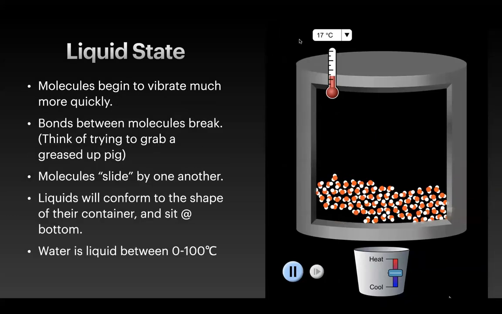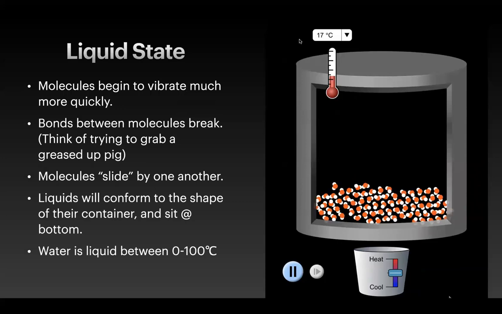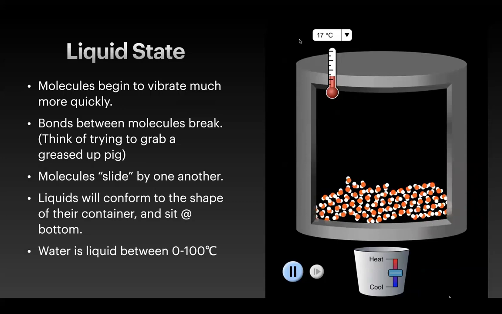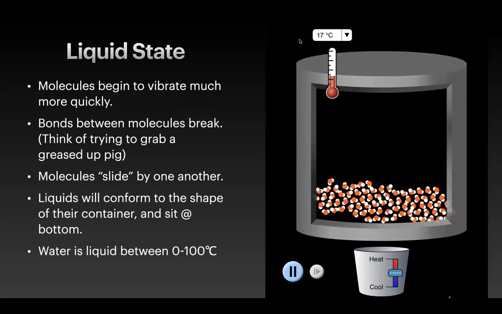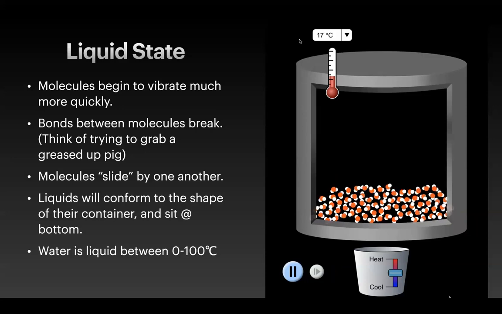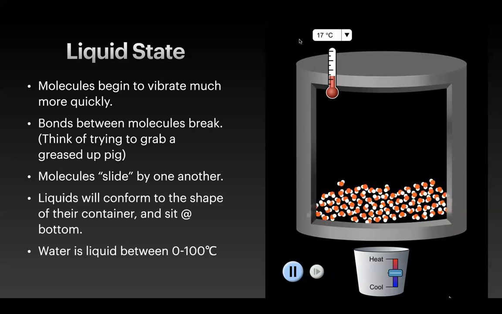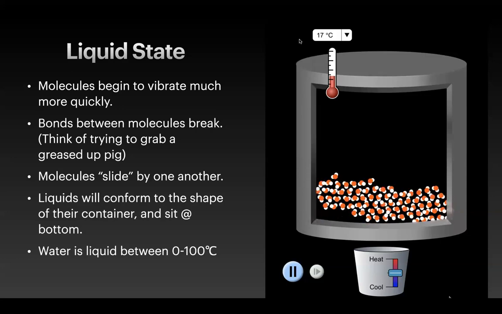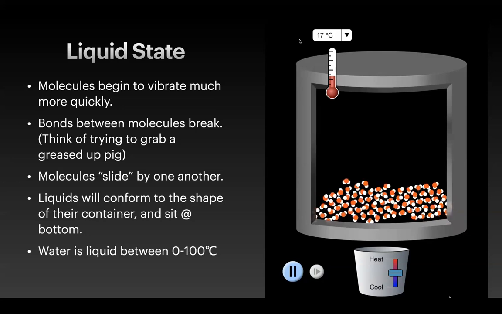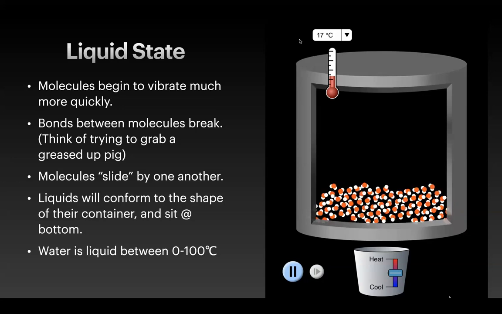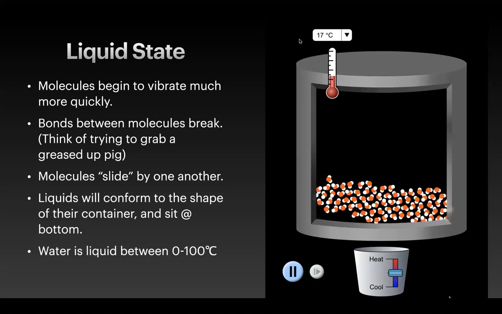Now, if you start heating them up, it gets to a point where the wiggles get so strong that they can't hold on to each other, and then it becomes a liquid. So with liquids, you lose the bond. They can't hold on to each other. I have the example on the screen of trying to grab a hold of a greased up pig. But imagine just you and your brother or sister pouring some oil on your hands and then trying to grab each other's hands. You're going to slip right off.